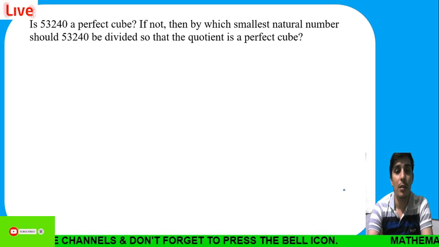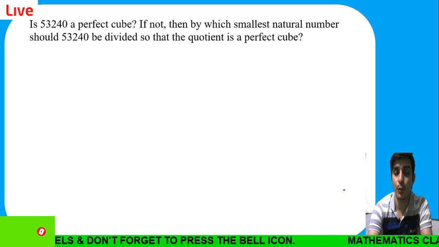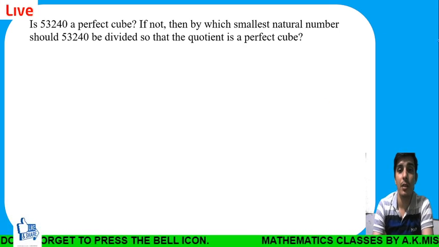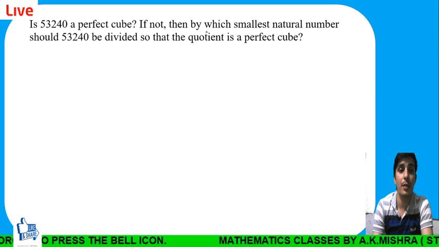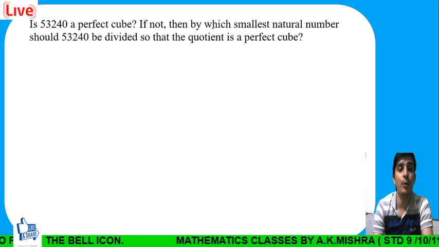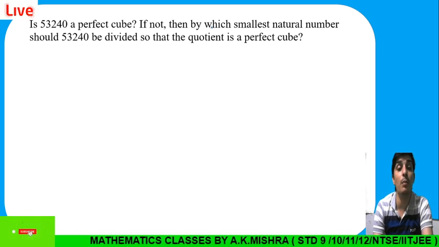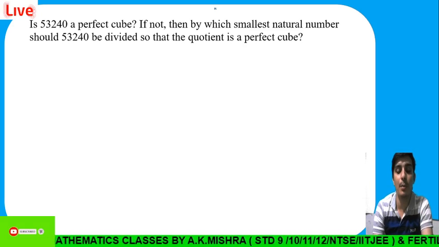Is 53,240 a perfect cube? So similarly you have to check, and if not, then by which smallest number should 53,240 be divided so that the quotient is a perfect cube? This is the most important and very simple question, guys.